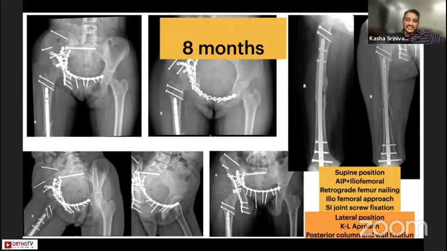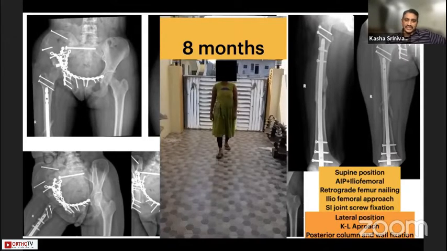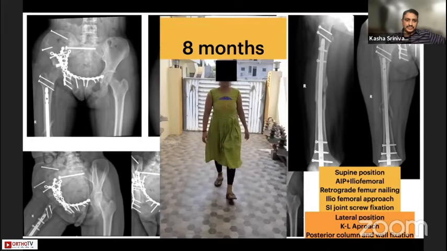needed. In this case, right side acetabulum was gone, and I had to put a plate from right side to left superior pubic ramus, and got a congruity at the acetabulum as well. That is a function after 8 months.